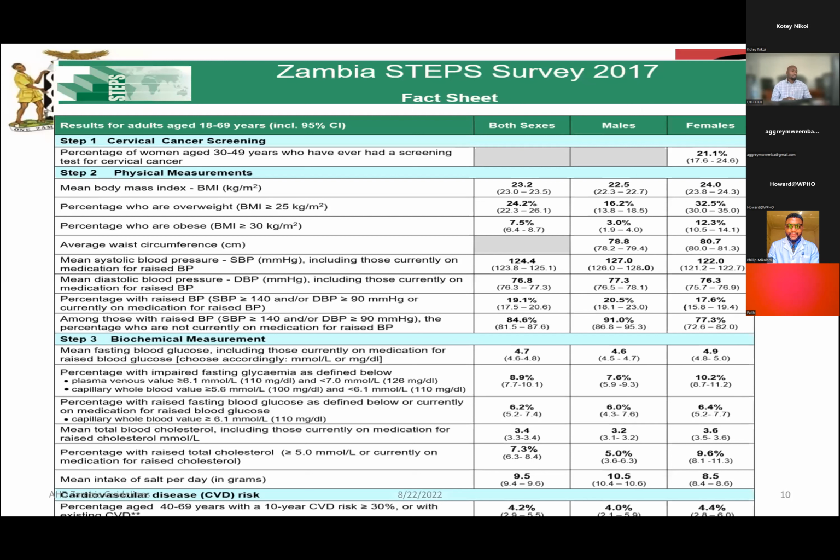This slide is just trying to show what has been studied already in Zambia. And this was a STEPS survey that was done in 2017. And what it shows is that we have a good proportion of individuals that have not been screened for cervical cancer, for example, among women. Physical inactivity is one of the things that was found, and obesity and increased BMIs, and hypertension is common among our population. Next.